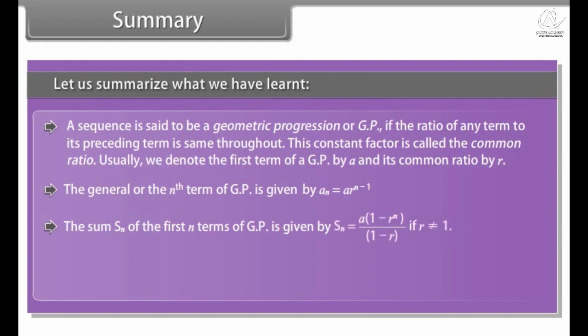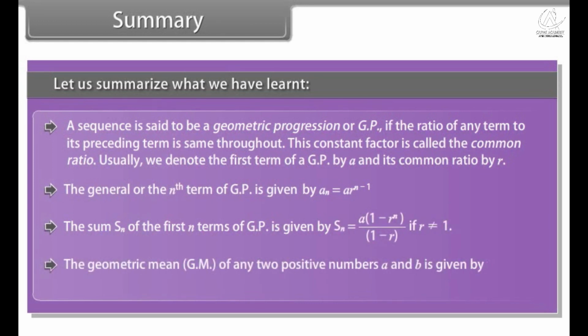The sum Sn of the first n terms of GP is given by. The geometric mean of any two positive numbers A and B is given by, that is, the sequence A, G, B is GP.